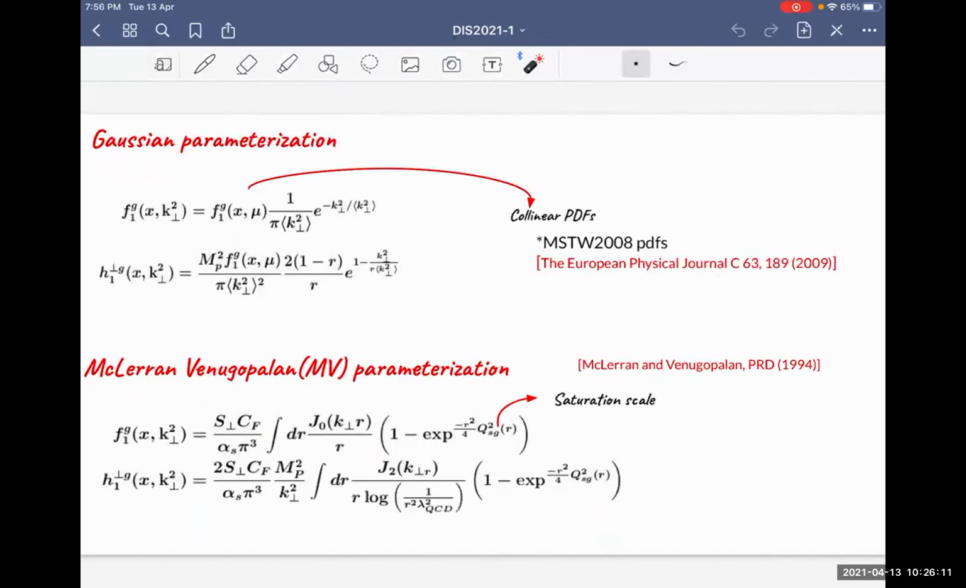For the Gaussian set of parameterization, we have different equations for the F1 and the H1. Here this F1 is the collinear PDF, and for our case, we have used MSTW2008 PDFs, which have been taken from this reference. For the McLerran-Venugopalan parameterizations, we incorporate equations in the form of these two equations. Here, QSG is the saturation scale.